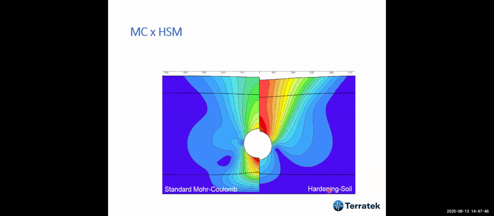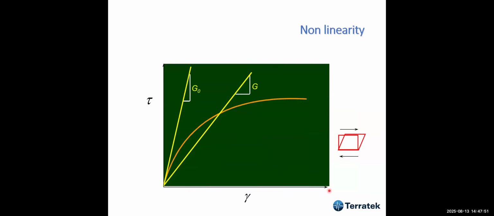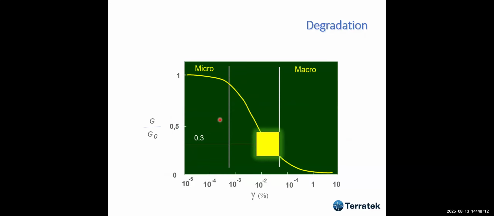The hardening soil is a much better constitutive model. This is how actual soils behave. They present a lot of nonlinearity, and this is the small strain model. This is the shear modulus relative to some stress level.